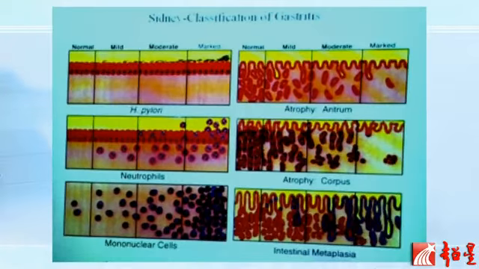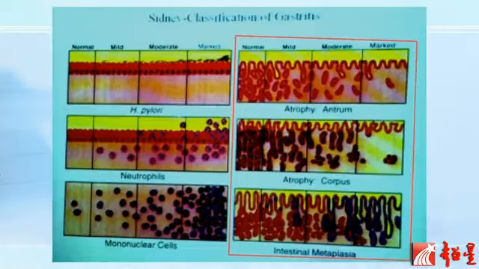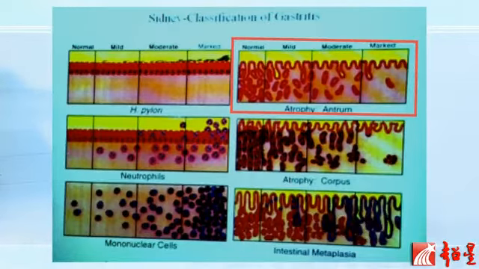According to the number of HP infection, you can divide it into mild, moderate, and marked, different degrees. And also according to the number of neutrophils, and the number of chronic inflammatory cells, mononuclear cells. And here, according to the number of glands and the metaplasia of glands. Here is the atrophy of the antrum. The glands decrease here from mild to marked.